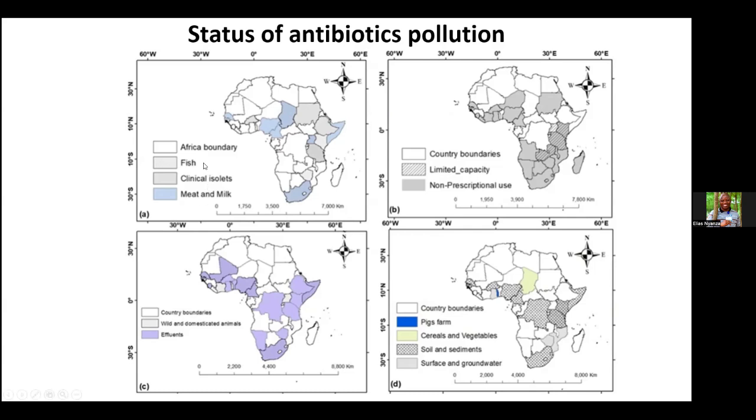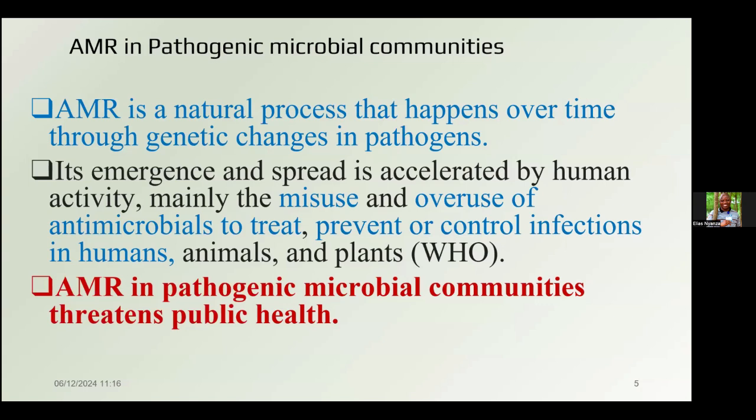You can see here, if you consume fish, for instance, in Tanzania, in Kenya, in Sudan, a lot of contamination is happening. If we look at meat and milk, you can see in South Africa, in Djibouti, in Egypt, a large amount of the food consumed is contaminated with antibiotics. Antimicrobial resistance, we understand, is a natural process, but it is now happening at a speed that we cannot control.